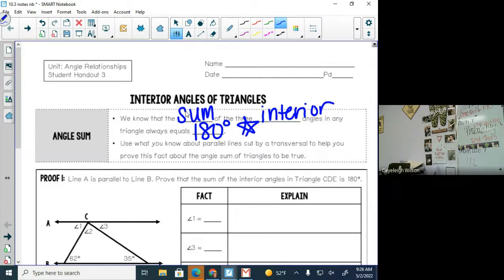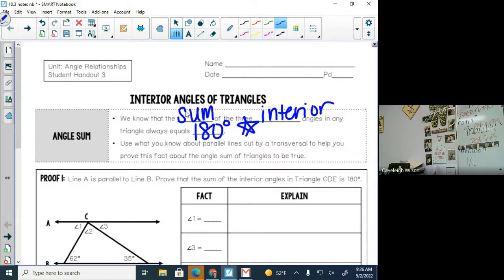Make sure Chromebooks are shut. Okay? So if I have a triangle, I know that if one of them's 30 and the other one's 60, what does the third one have to be? 90. So 30 plus 60 is 90, the other one has to be 90 because 90 plus 90 is 180.